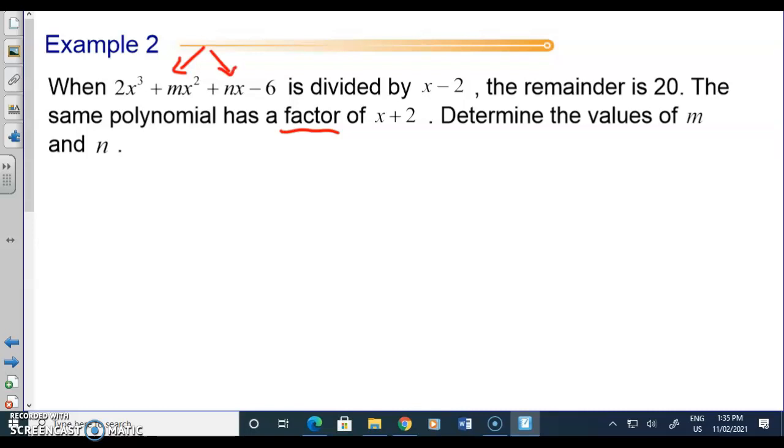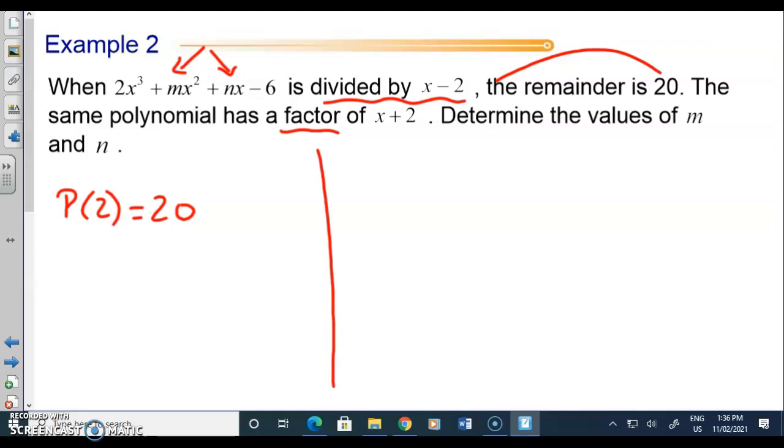So if I know the polynomial is being divided by x minus 2, then I can sub in 2 into my polynomial. When I do substitute in 2, it tells me the remainder is 20. So I know that P of 2 equals 20. I also know that the same polynomial P has a factor of x plus 2. Now, if it has a factor, we know that when we plug in negative 2, the remainder should be 0, because that's what we did in the previous section. If it's a factor, we know that the remainder is 0.